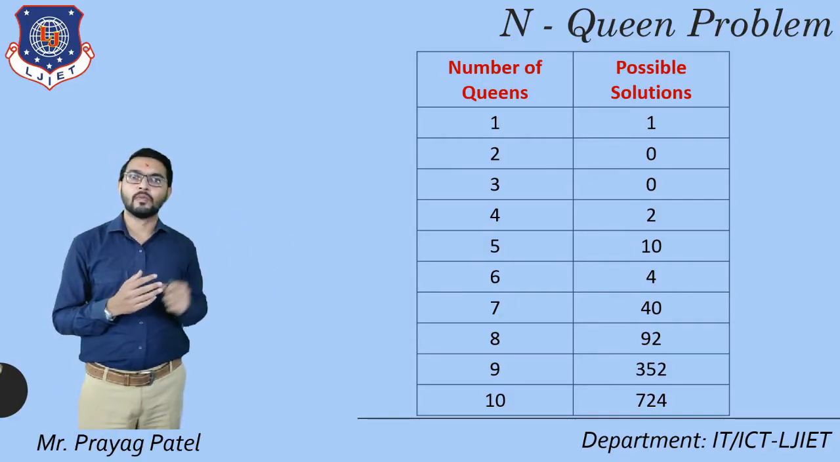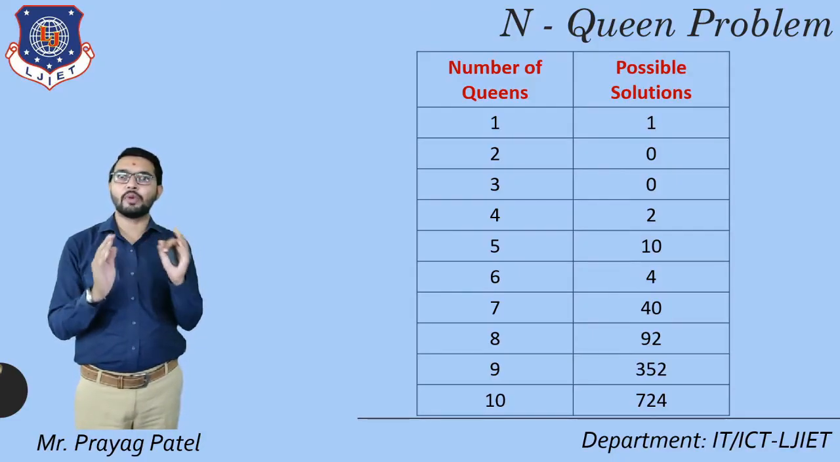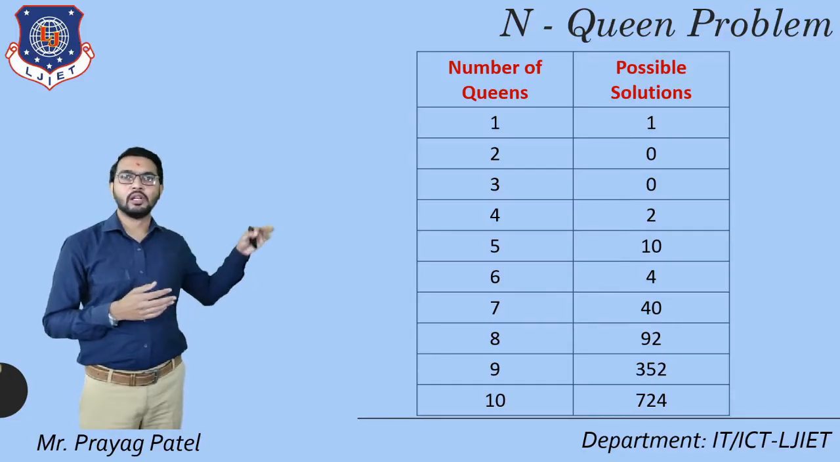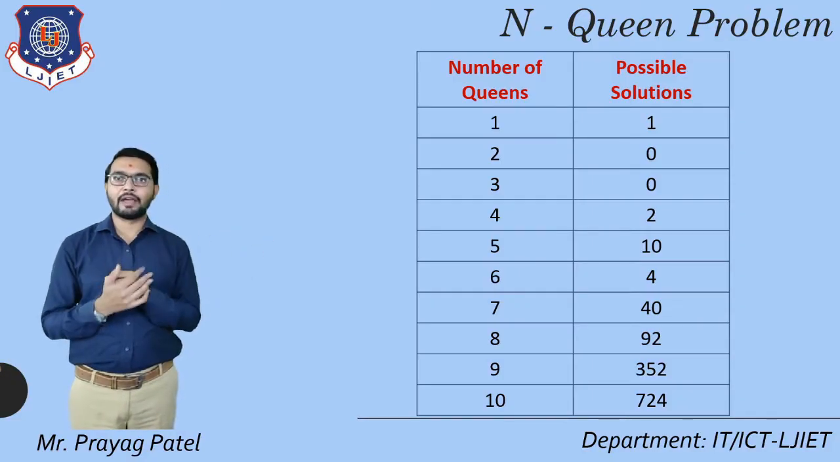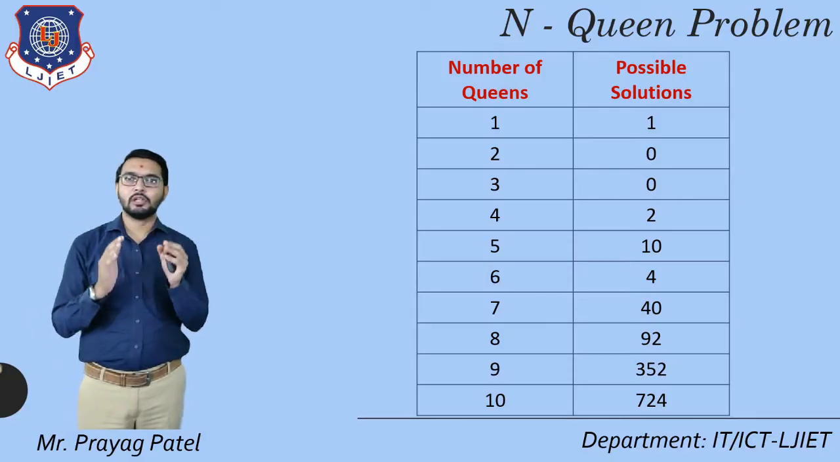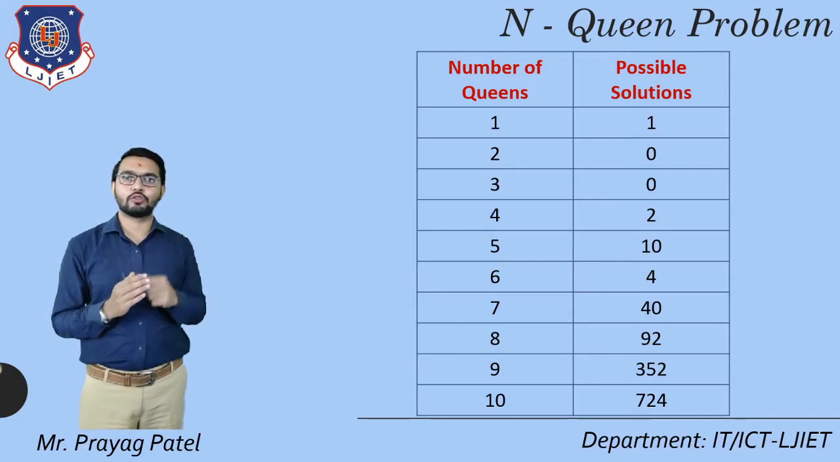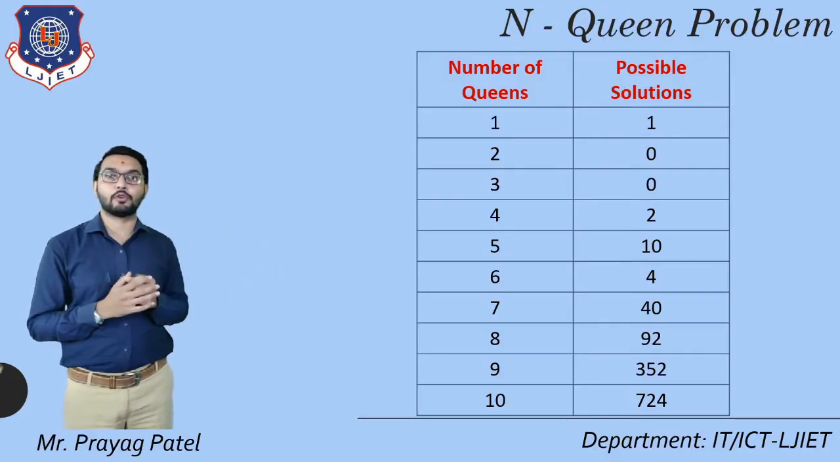So consider 0. Now in the 4 queen problem, 4 cross 4 chess box, how many possible solutions are there for the queens? We previously found the 4 queen solution and there are 2 solutions. Now what is the 5 queen problem? 5 queen problem means in a 5 cross 5 chess box you want to put 5 queens. Then how many possible solutions are there? In the previous case, in 4 queen, 2 solutions are possible. In the 5 queen problem, 10 solutions are possible.